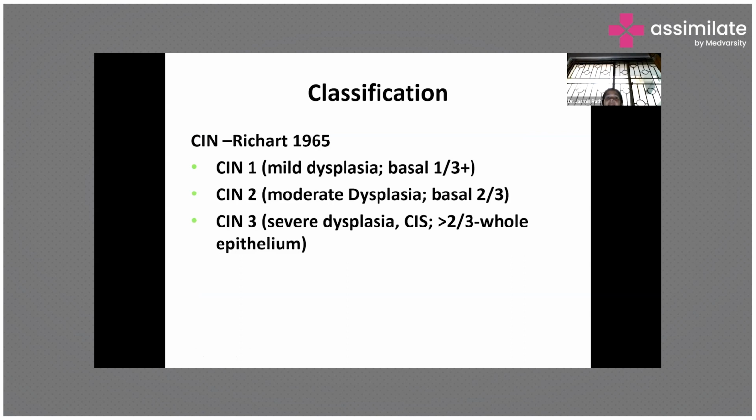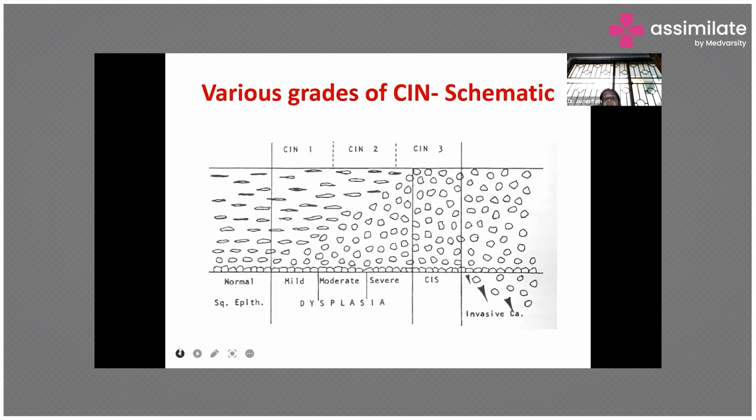CIN is now classified by Richards 1996 into CIN1, CIN2 and CIN3. CIN1 is mild dysplasia, where the basal one-third of the epithelium is involved. Moderate dysplasia is where the basal two-thirds is involved, and severe dysplasia, which is called carcinoma in situ, is where more than two-thirds of the whole epithelium of the cervix is involved. These are all squamous epithelial lesions. So you can see the various grades of CIN.